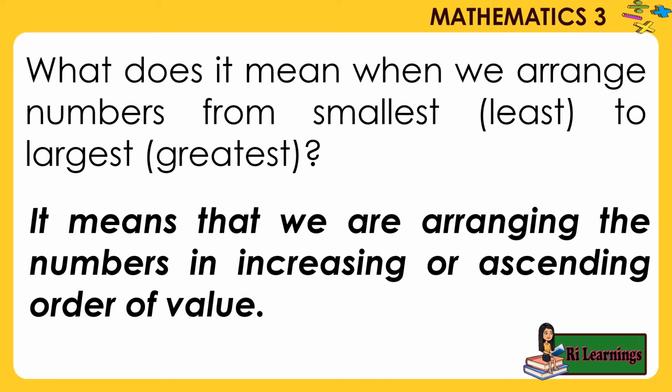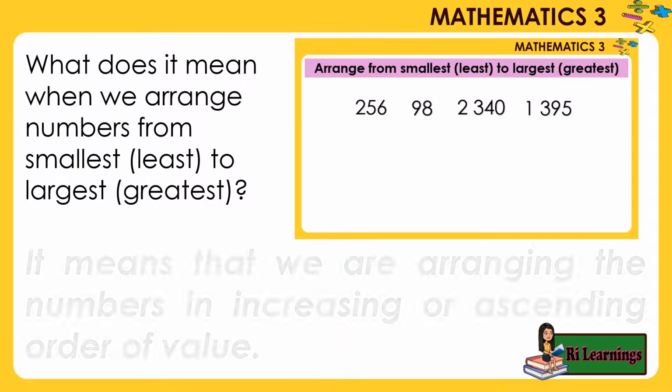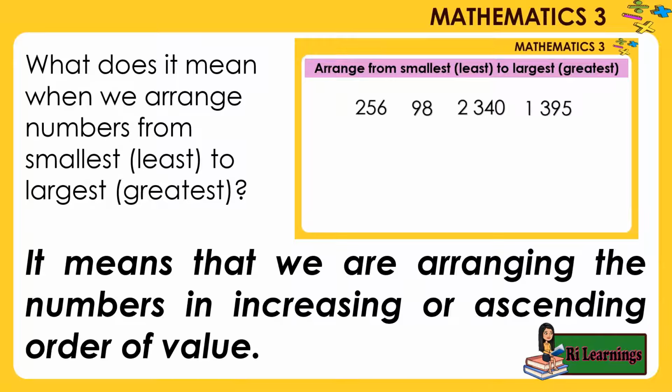What does it mean when we arrange numbers from smallest, least, to largest, greatest? It means that we are arranging the numbers in increasing or ascending order of value.